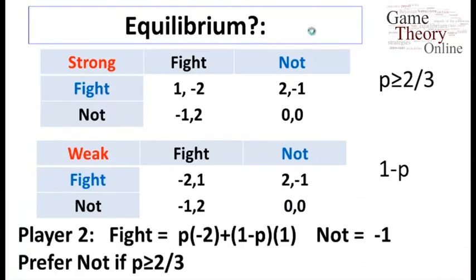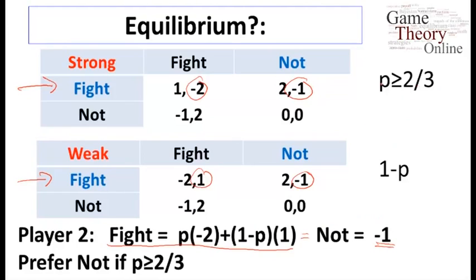In order for that to hold together as an equilibrium, player 2 had to be willing to not fight given what player 1's strategies were. So if we look at player 2's payoff, if player 1 is doing this, from fighting they got minus 2 times p, plus 1 minus p times 1. If they didn't fight, they would get minus 1 no matter what. So by setting these two payoffs equal to each other, we end up with a cutoff of 2/3.